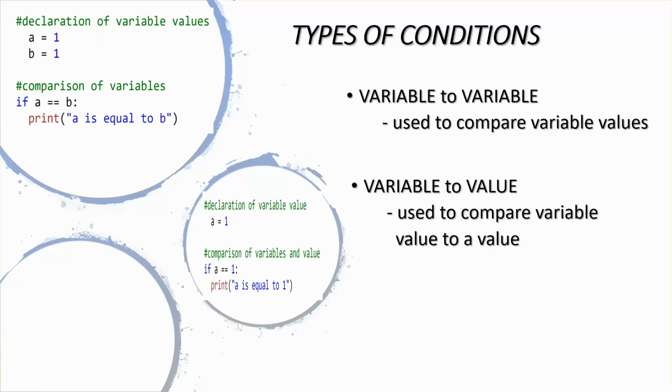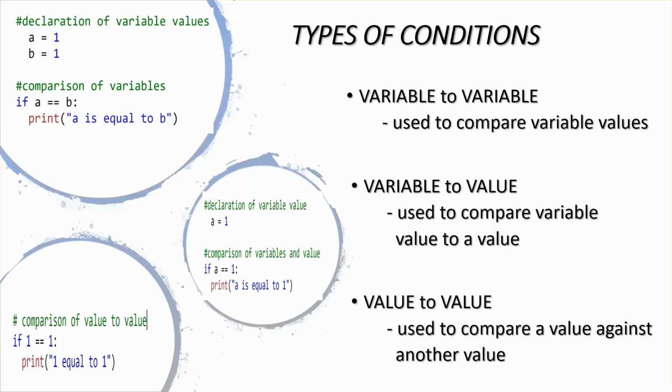Variable to value is a type of condition that relies 50% on the validity of the variable that are being compared to. On the screen, only A is a variable and is being compared to a constant value, which is 1. And lastly, value to value. Condition is a least popular condition that just compares values. Notice on the screen that 1 is compared to 1.